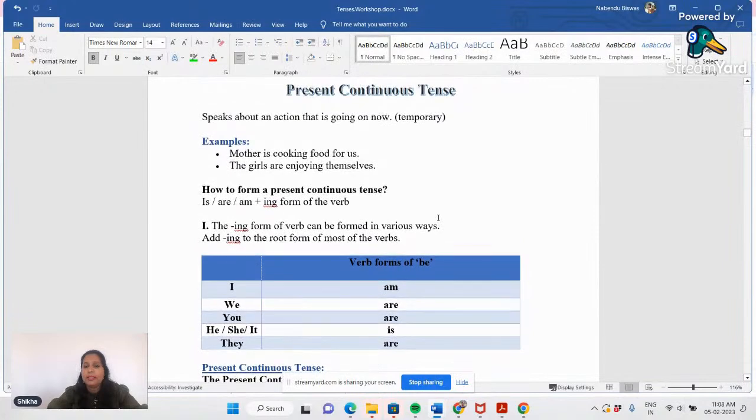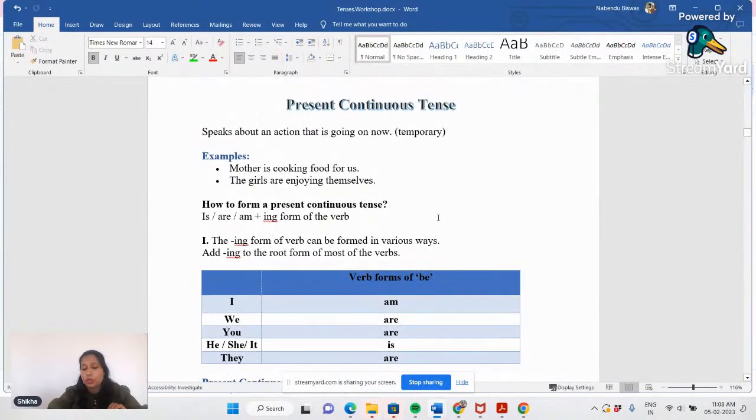Then we saw present continuous tense. You should always remember that present continuous tense talks about temporary actions. We do not talk about actions which are permanent in nature. And also here we talk about actions which are happening at the time of speaking. Like right now, I am teaching you people and you are learning by watching this video. Okay, so what could be some other examples?